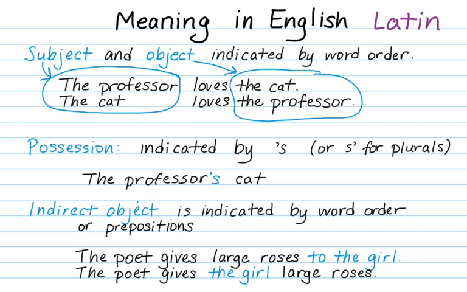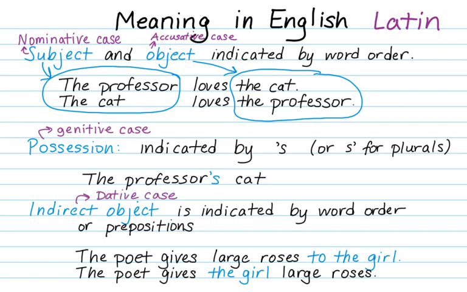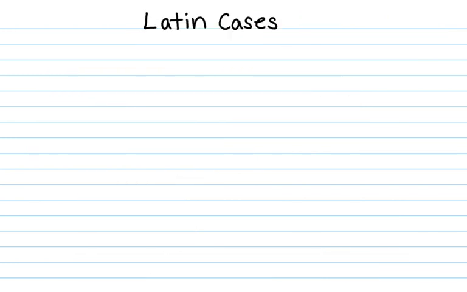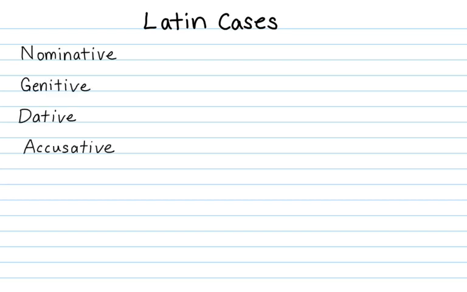In Latin, each of these meanings is conveyed by inflected endings. The subject appears in the nominative case, the object appears in the accusative case, possession is shown by the genitive case, and indirect objects are shown with the dative case. There are 6 cases in Latin: the nominative, the genitive, the dative, the accusative, the ablative, and the vocative.